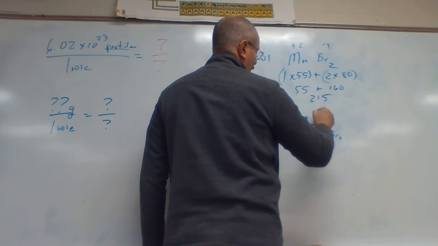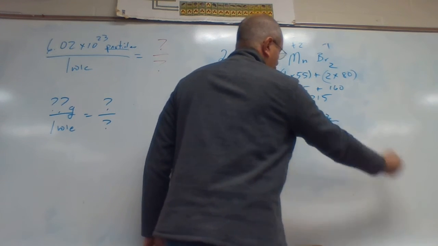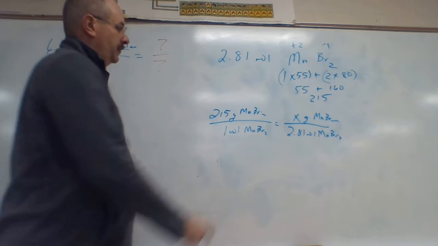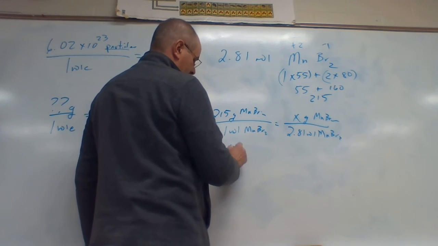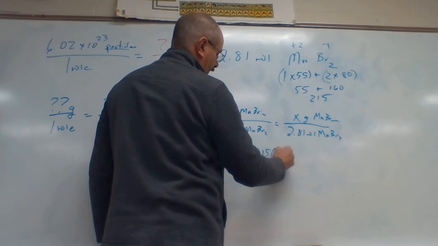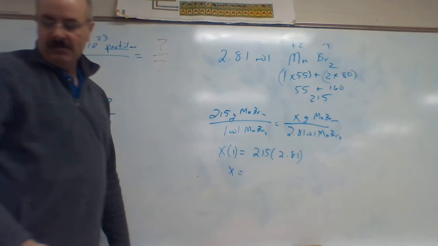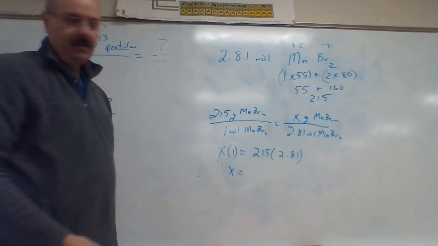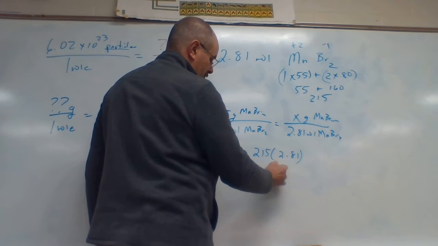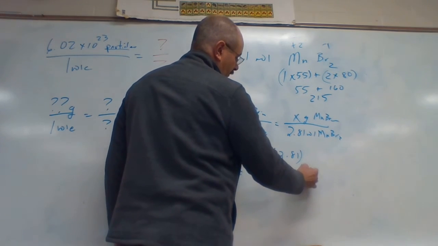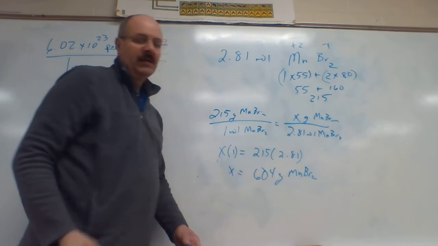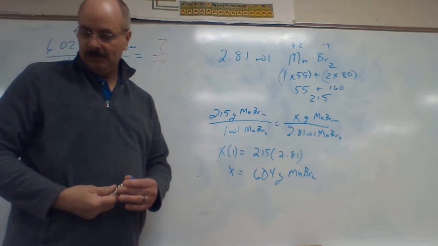And we're looking at X grams of MnBr2. So cross multiply, X times 1 equals 215 times 2.81. And X is going to equal about 604 grams of MnBr2. So that concludes number 2.